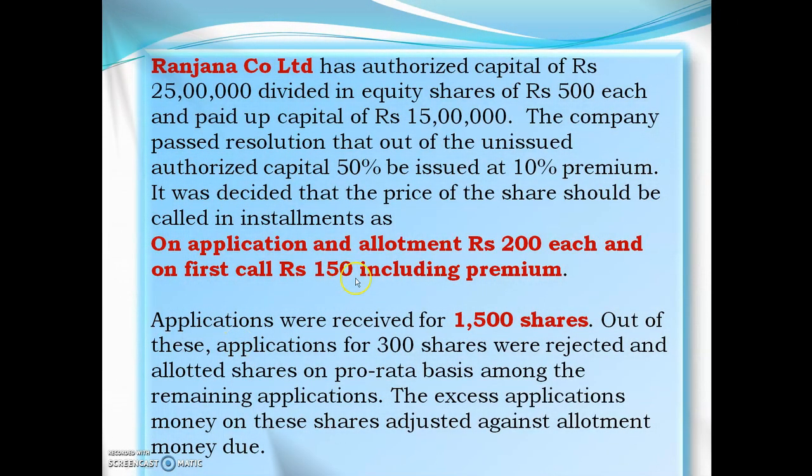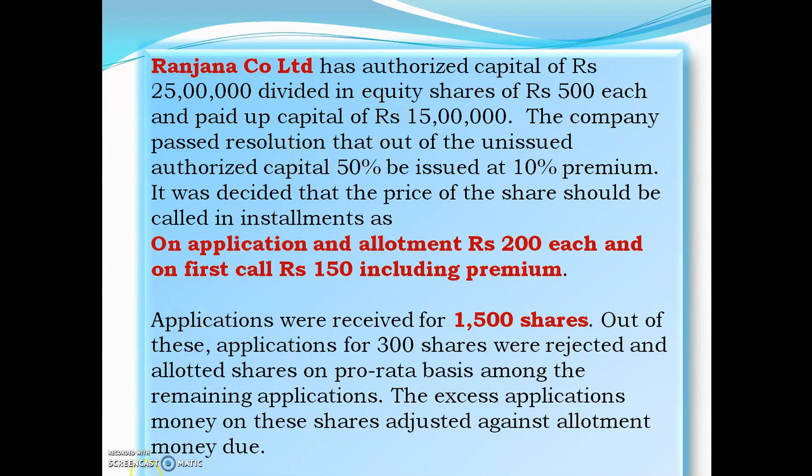Okay, fine. Now see the next problem. Ranjana Company Limited has authorized capital of rupees 25 lakh divided into equity shares of rupees 500 each and paid up capital of rupees 15 lakh. So they have given authorized capital 25 lakh and paid up capital, that is 15 lakh.